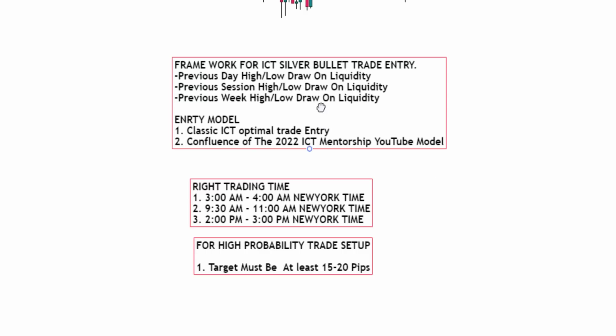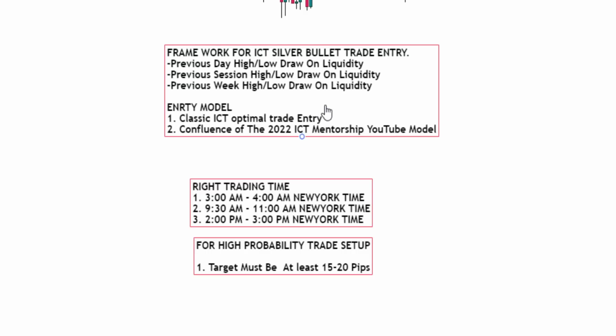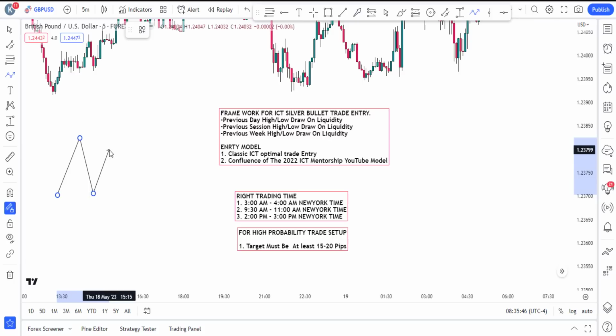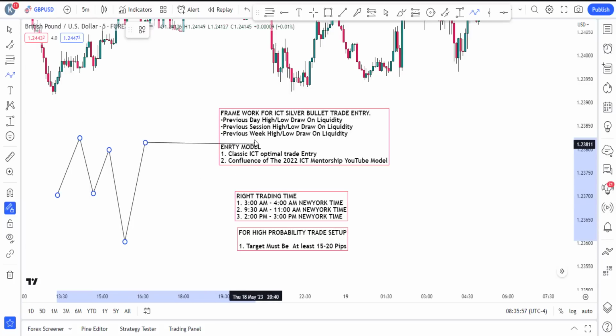The framework for this ICT silver bullet trade entry, or the setup, is that we're going to focus majorly on the previous day high or low draw on liquidity, previous session high or low draw on liquidity, and previous week high or low draw on liquidity. That is our target. So basically what we're saying is that if you have price creating something like this, let's say this is the low of the day, then next day we're going to focus majorly on draw on liquidity below this area. So that is what previous day high or low draw on liquidity majorly means. I'm going to show you that once I go back to my chart.